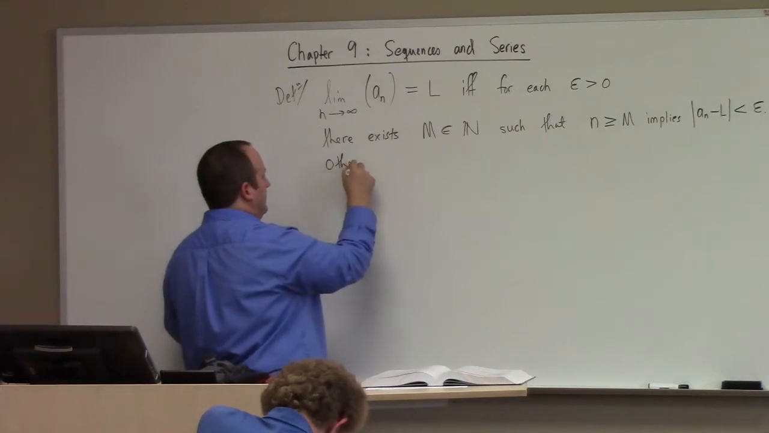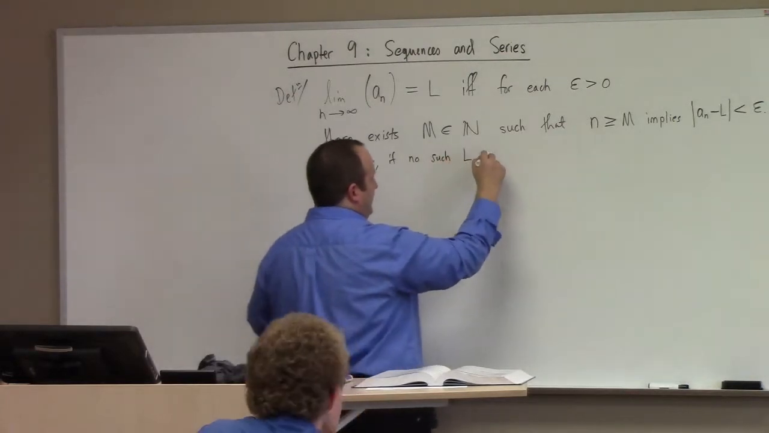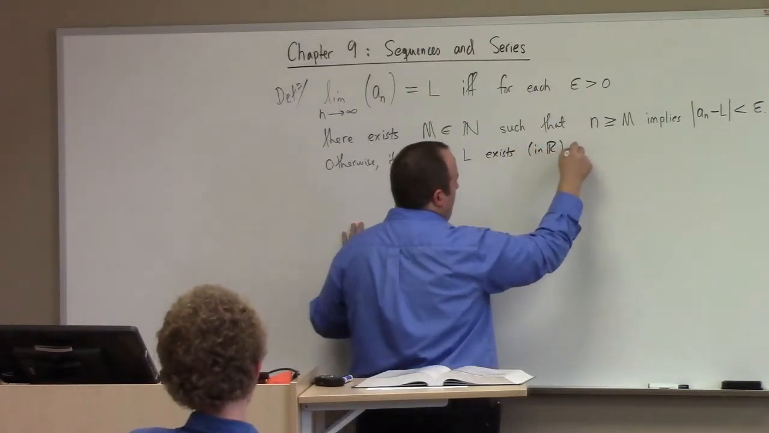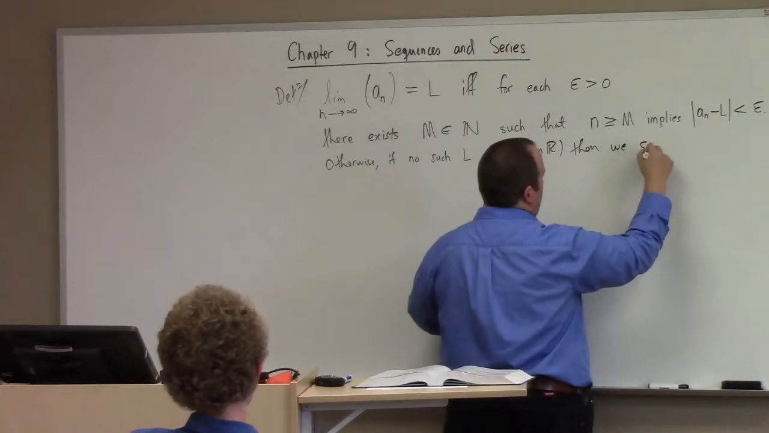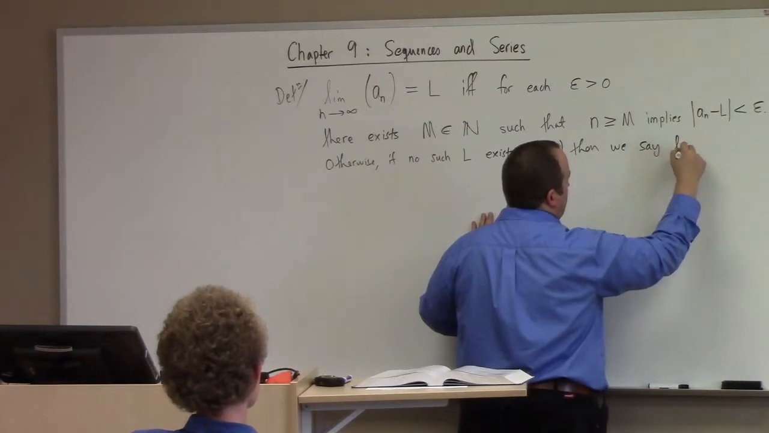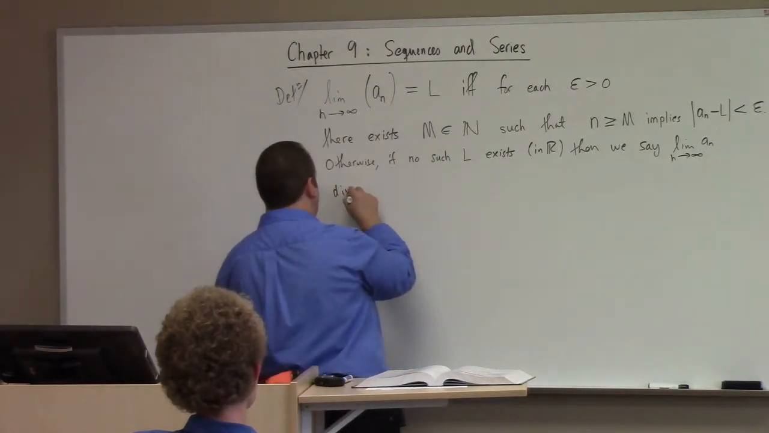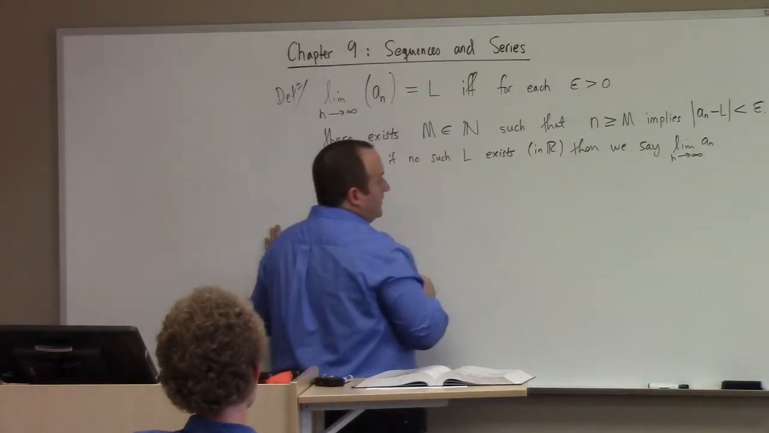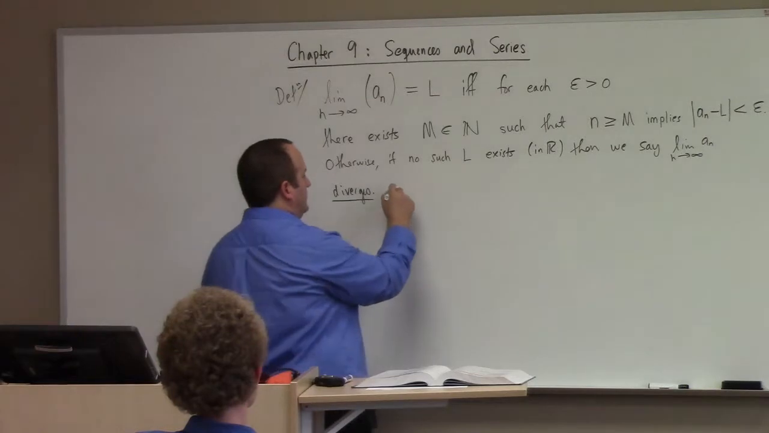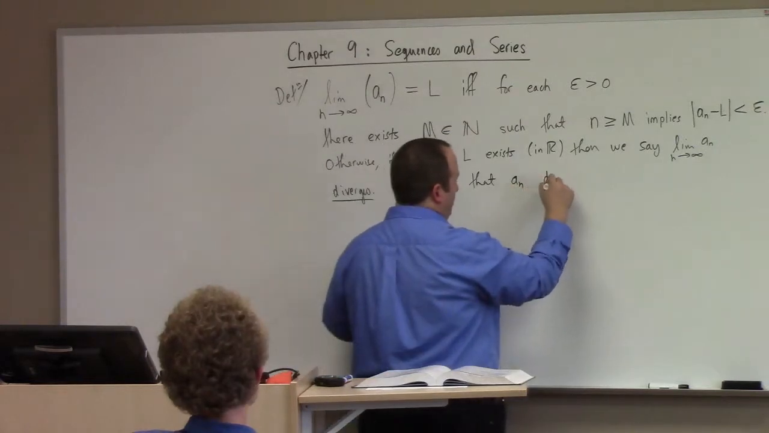Otherwise, if no such L exists in the reals, of course, then we say that the limit as n goes to infinity of a sub n diverges, or just that a sub n diverges.